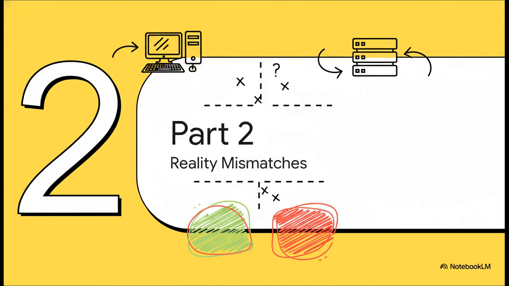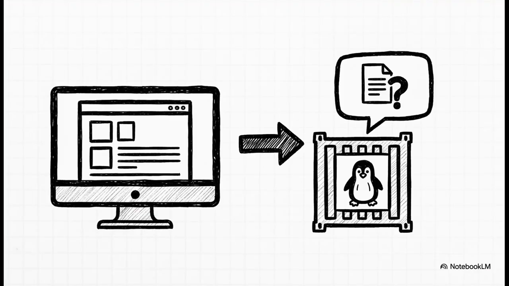All right, that brings us to part 2, reality mismatches. And these are the really sneaky ones, the problems that happen because, well, the cozy, predictable world of your development laptop is fundamentally different from the wild, distributed reality of the cloud. Oh man, this next one is so subtle, but it will drive you absolutely insane.